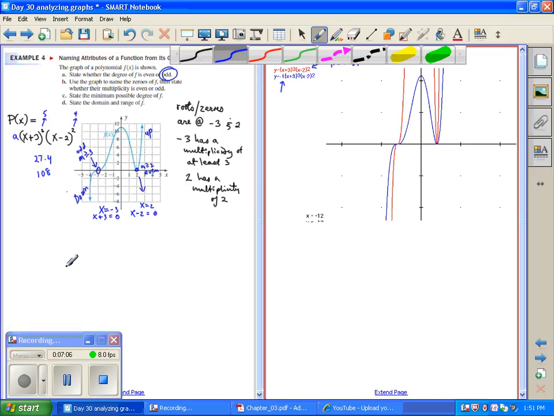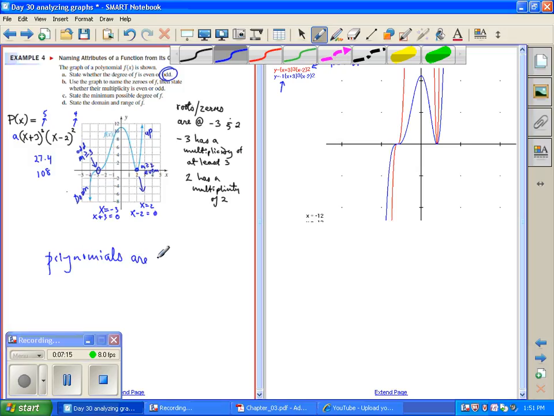Finally, it says state the domain and range of f. Since it has an odd degree, well, first of all, polynomials are defined for all real x's. So the domain is x belongs to -infinity to +infinity. Why is that? Because you can plug in any value of x into this function and you'll get an answer.